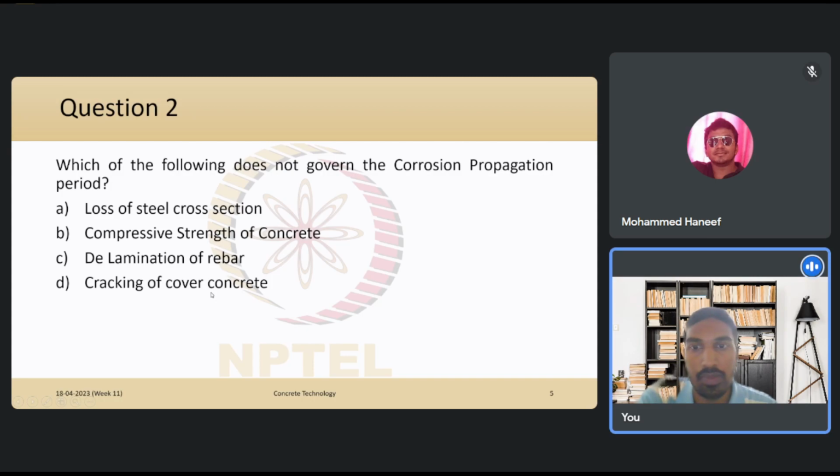As the corrosion propagates with time, because of the stress development around the rebar surface, cracking initiates there. The cover concrete is that which is placed above the rebar surface up to the surface of the concrete. Again, we'll see cracks in that portion with progression of the corrosion. So A, C, and D actually happen during corrosion propagation. It's only B, the compressive strength, which is not a factor that governs how corrosion propagates. Therefore, B is the right option.